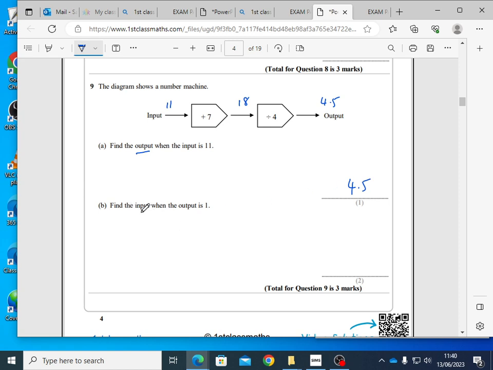Now find the input when the output is 1. So this time you've got 1. So you've got to go in the opposite direction. When you're going in the opposite direction, you've got to inverse these machines. So instead of divided by 4, it's going to become times by 4. And then going back that way, instead of adding 7, it's going to be take away 7. So 1 times 4 is 4, then take away 7, that's minus 3. So your input would have been minus 3. You can double check it. Minus 3 plus 7 is 4, divided by 4 is 1.